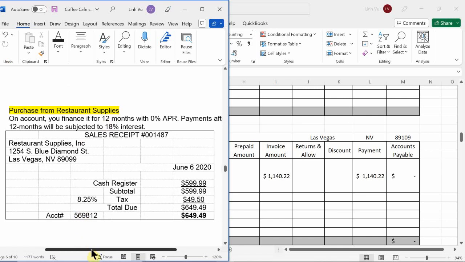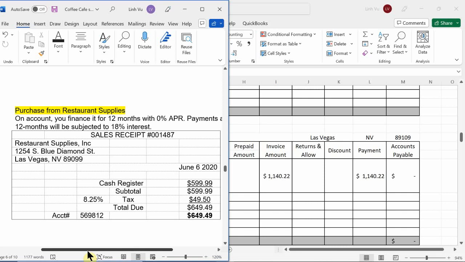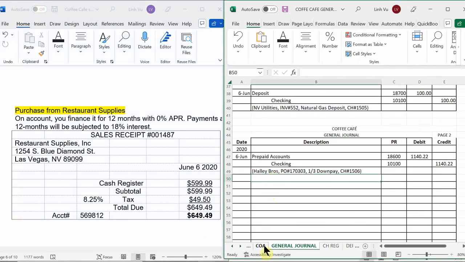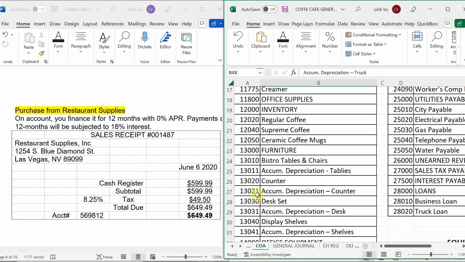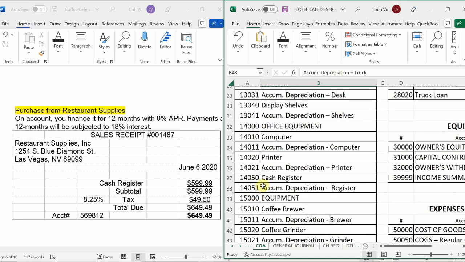So in this case, how much was my register for? $649.49. That's the total, right? Because we are buying another fixed asset. So therefore, that is the price of my cash register. Now, do I have a cash register in my chart of accounts? Yes, you do. Right here, cash register, $14.50.